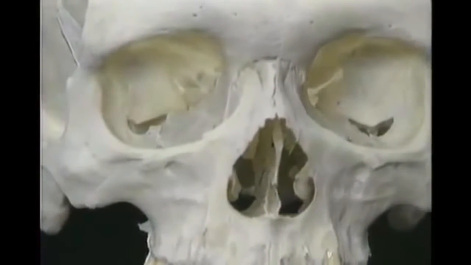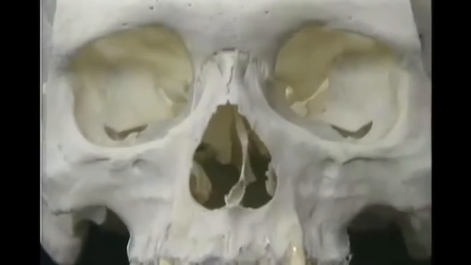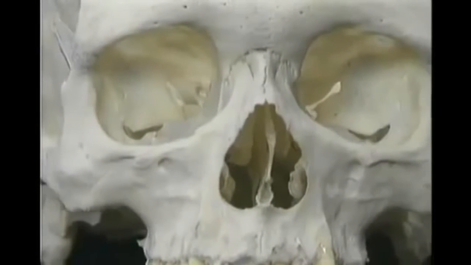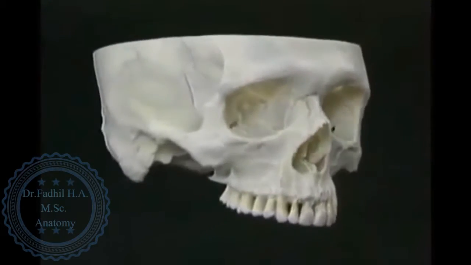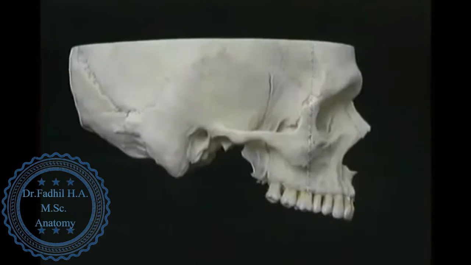The bony opening for the nose is called the piriform aperture. Inside it there are two nasal cavities, a right and a left, separated in the midline by the nasal septum. To get a better look inside, we'll divide the skull in the frontal plane along this line.